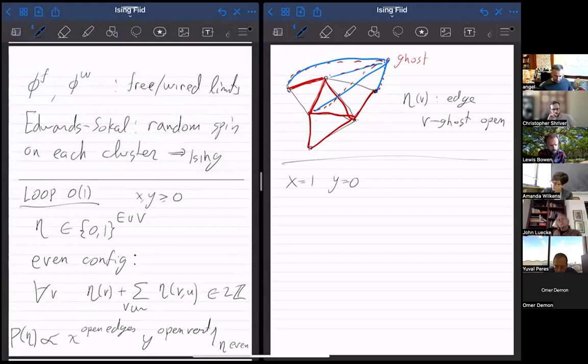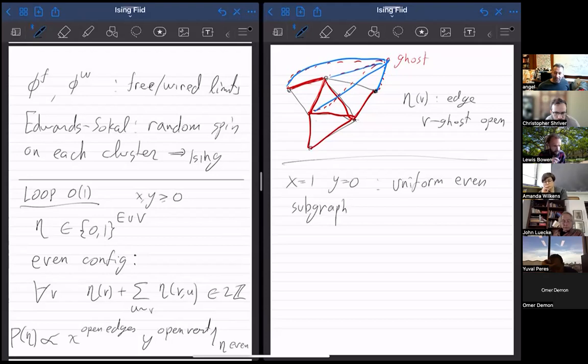So this is restricted to even configurations. If X is 1 and Y is 0, then effectively you're just taking a uniform even subgraph of a given graph G. So that's the Loop O(1) model. And here again, you can take free and wired limits.